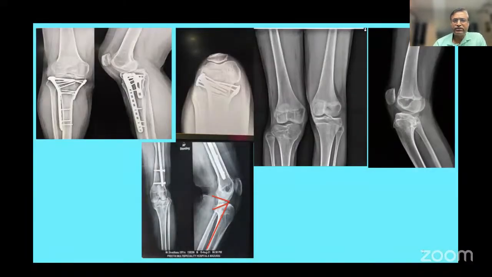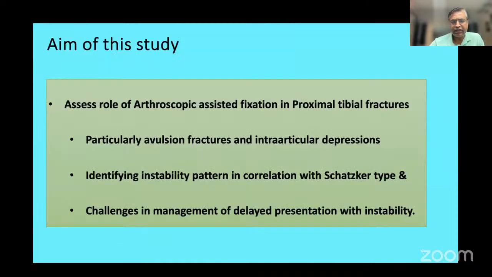We have also seen that a nicely fixed proximal tibia fracture can present to us with significant instability. If you see in this case, there is tibial sag, and this gentleman had both anteroposterior instability. These are certain cases, they are malunited and they present with gross instability when they present with a delay. So we tried to do a study where we assessed the role of arthroscopic-assisted fixation, particularly for avulsion fractures, intra-articular depressions, and those who presented late. And we tried to find the correlation between these fracture patterns and the Schatzker type.